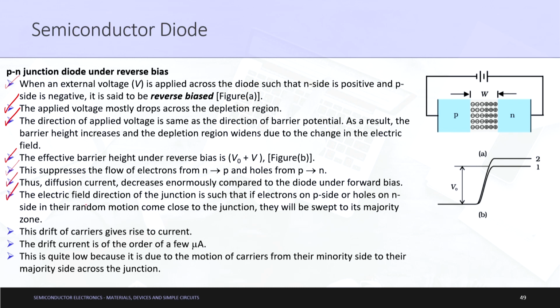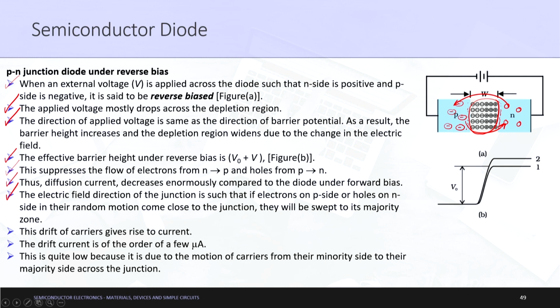The electric field direction at the junction is such that if electrons on the P side or holes on the N side, which are minority charge carriers, come close to the junction in their random motion, they will be swept into their majority zone. Because of the electric field acting on them, this will go here and this will go here.